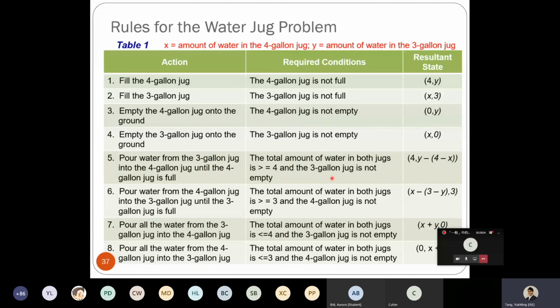So we need to set a lot of rules. If the 4-gallon jar is not full, then we fill the 4-gallon jar. If the 3-gallon jar is not full, we fill the 3-gallon jar, and the result state is that. If the 4-gallon jar is not empty, we empty the 4-gallon jar onto the ground so that the resultant state will be 0 and y, and so on. So we need to set a lot of rules and actions.